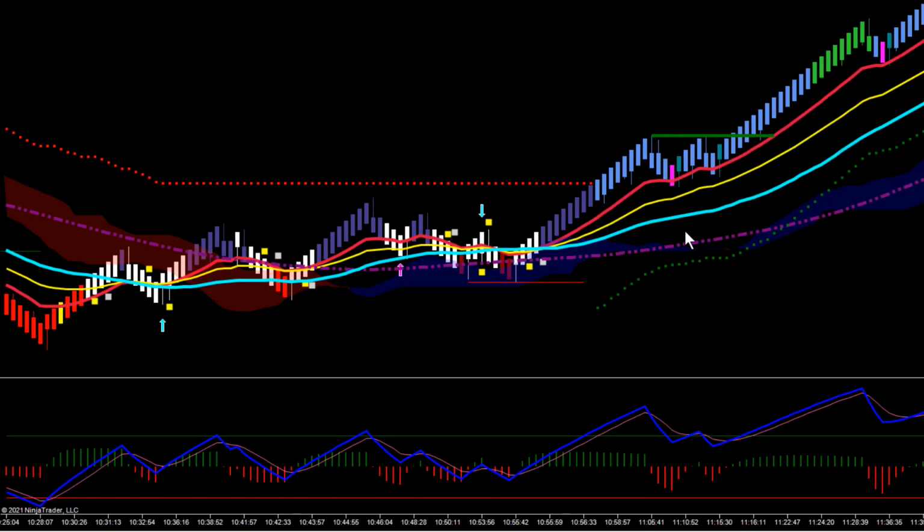So easy tool, pretty simple. It marks our well-defined support areas. You can see we have a power line down here, marks our well-defined resistance areas. We can confirm with our higher time frame charts, and we know where to take our breakouts.